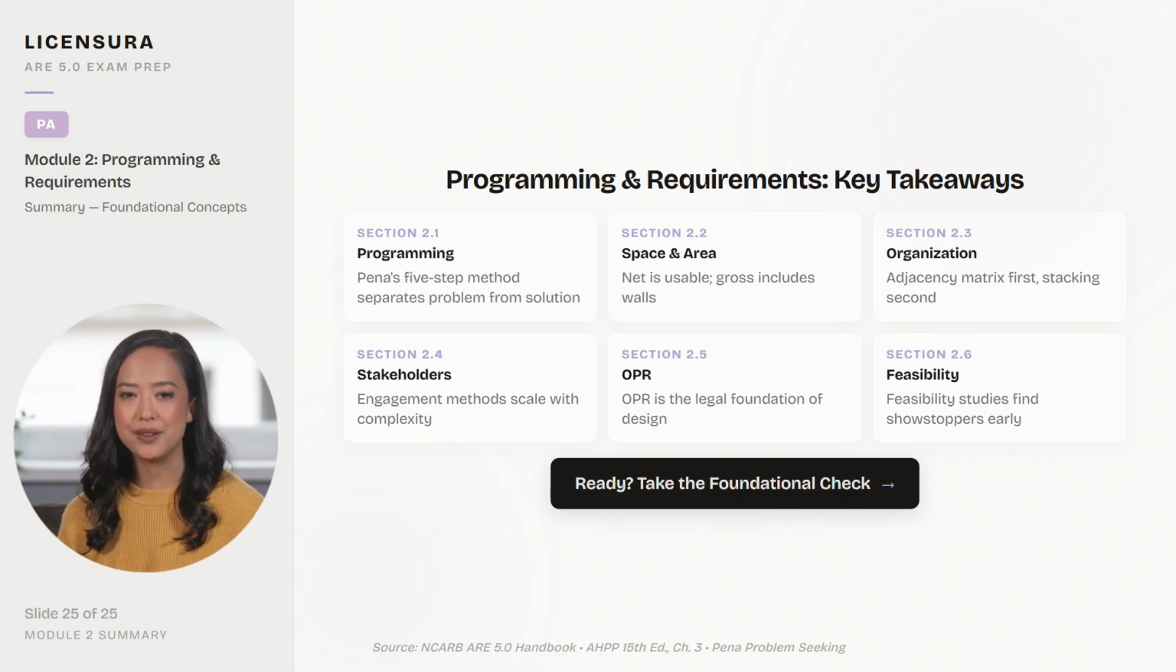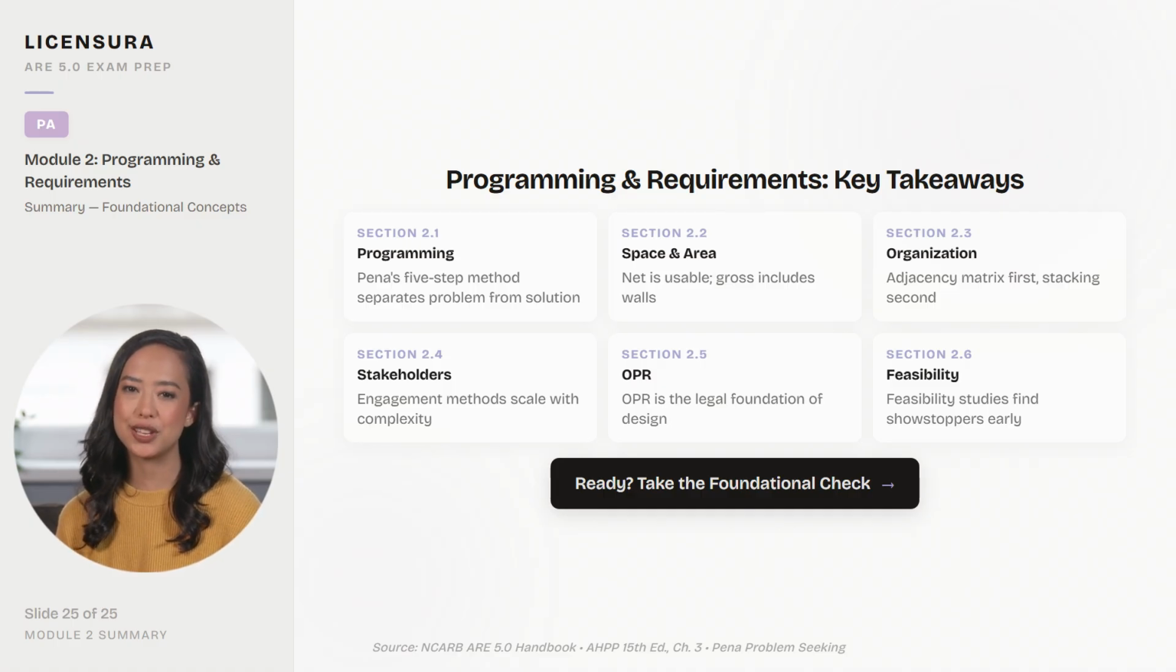Section 2.1, Programming. Pena's 5-step method separates problem from solution. Programming defines, design solves. Section 2.2, Space and Area. Net is usable. Gross includes walls. Efficiency ratio drives cost per net square foot. Section 2.3, Organization. Adjacency matrix first, stacking second. Circulation eats 10 to 25% of gross area.